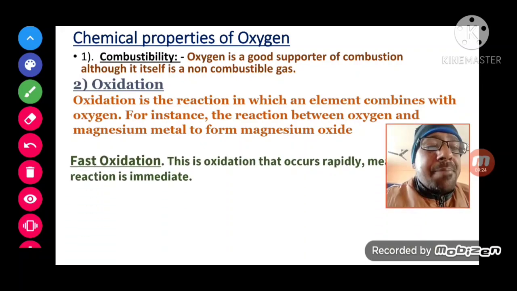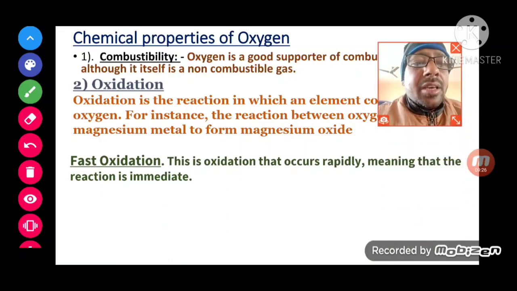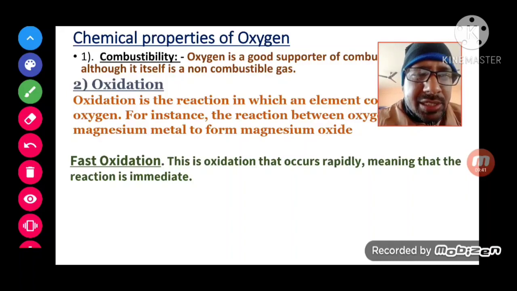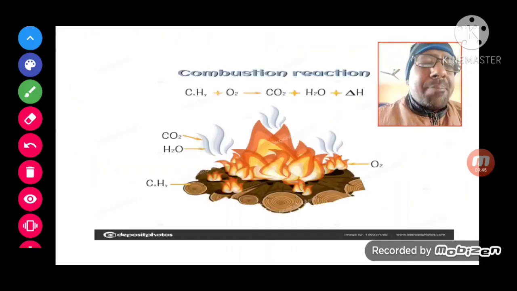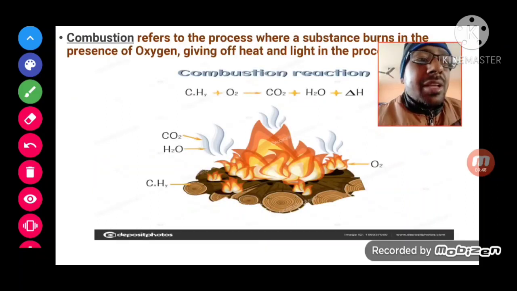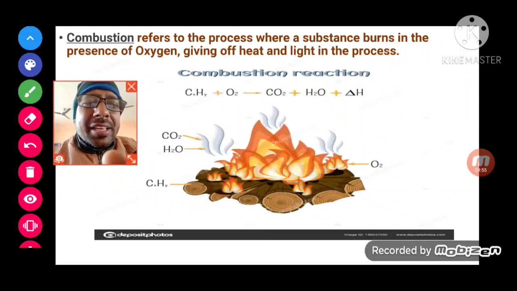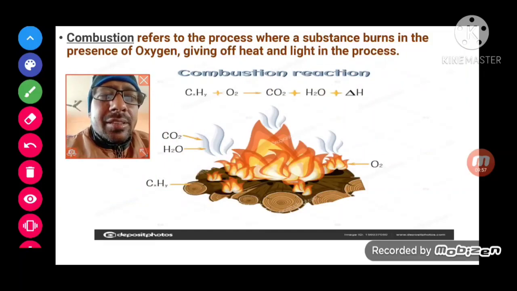Next one is the types of oxidation. You can see here it is very clear. Fast oxidation. What is fast oxidation? This is oxidation that occurs rapidly, meaning that the reaction is immediate. That is called fast oxidation. You can see an example: combustion. Combustion is an example of fast oxidation. You can see it very clearly in the image.